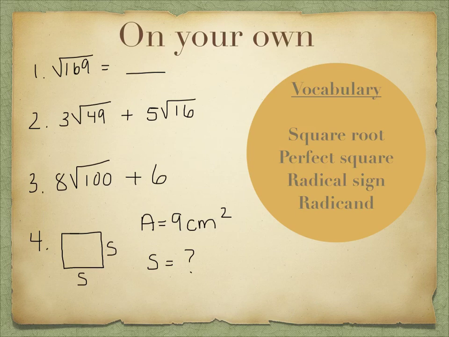So remember, a square has 4 equal sides. They give you the total area is 9 centimeters squared. How can you find what the side is using what we learned during this lesson?